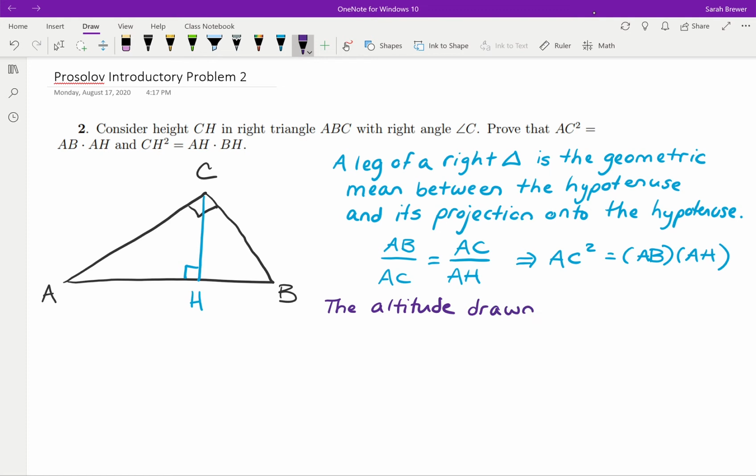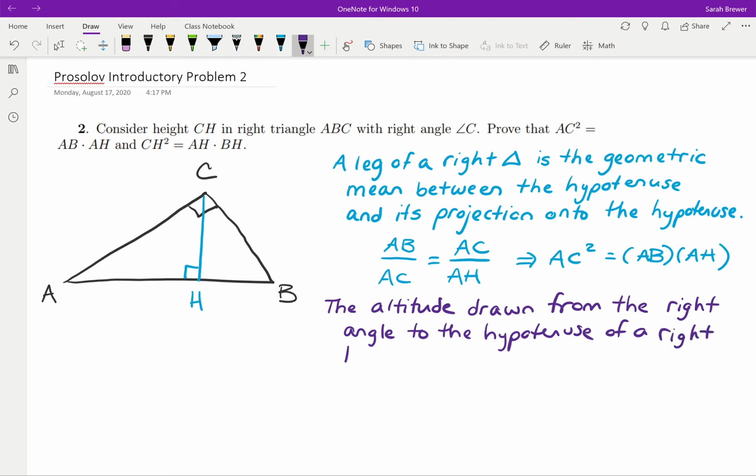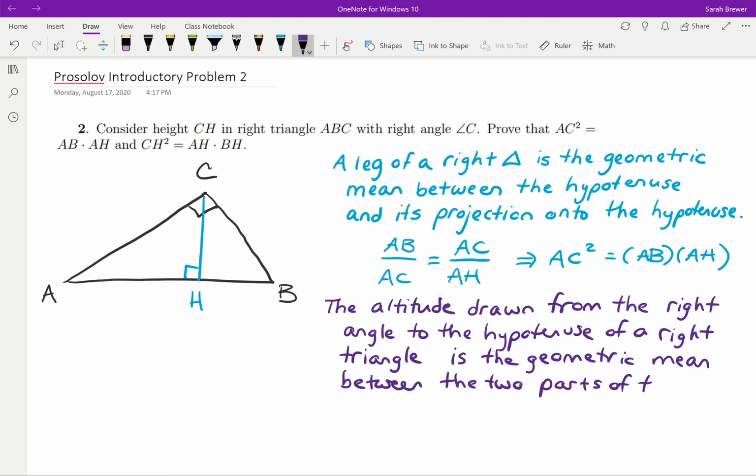drawn from the right angle to the hypotenuse of a right triangle is the geometric mean between the two parts of the hypotenuse that it divides the hypotenuse into.